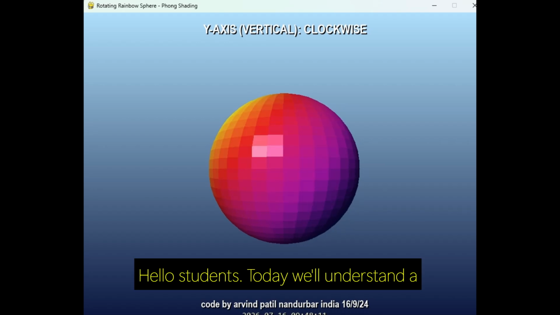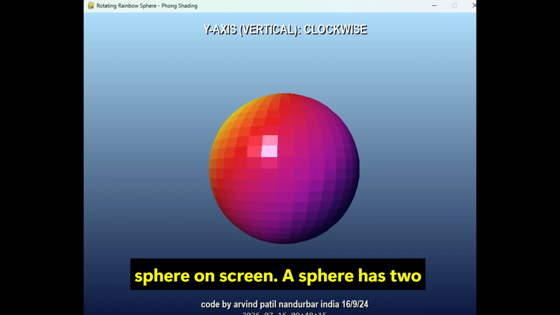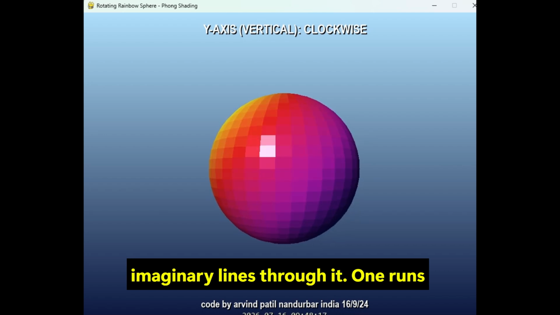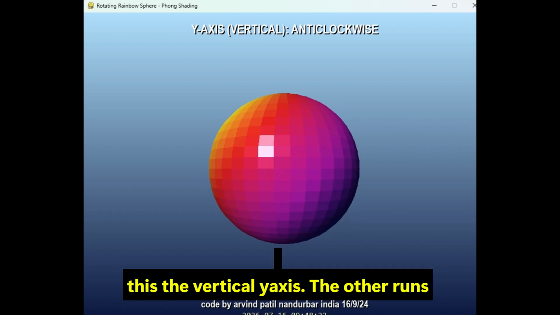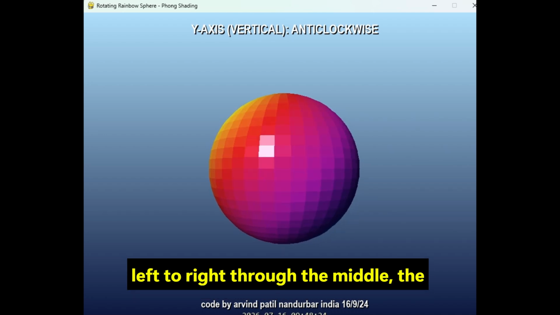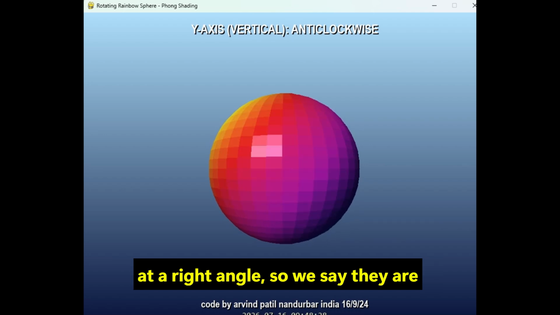Hello, students. Today we'll understand a program that draws a spinning rainbow sphere on screen. A sphere has two imaginary lines through it. One runs top to bottom, like Earth's pole. We call this the vertical y-axis. The other runs left to right through the middle, the horizontal x-axis. These two lines meet at a right angle, so we say they are perpendicular.